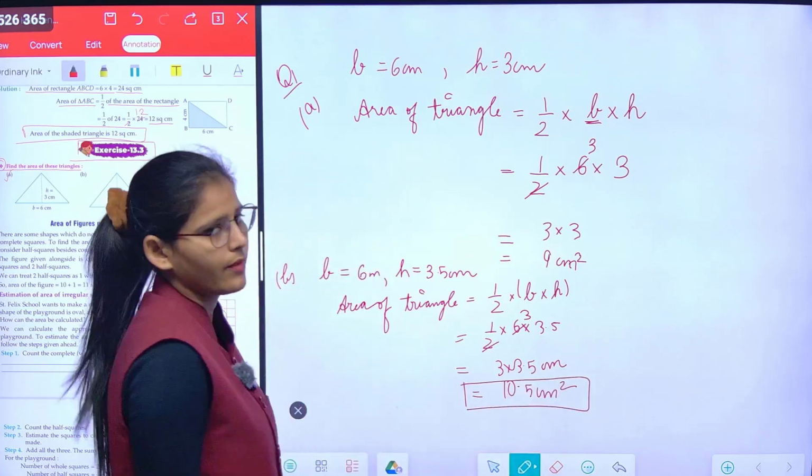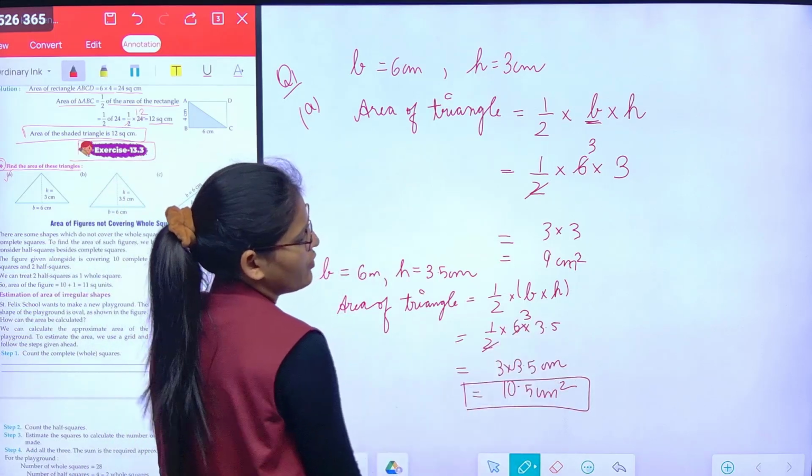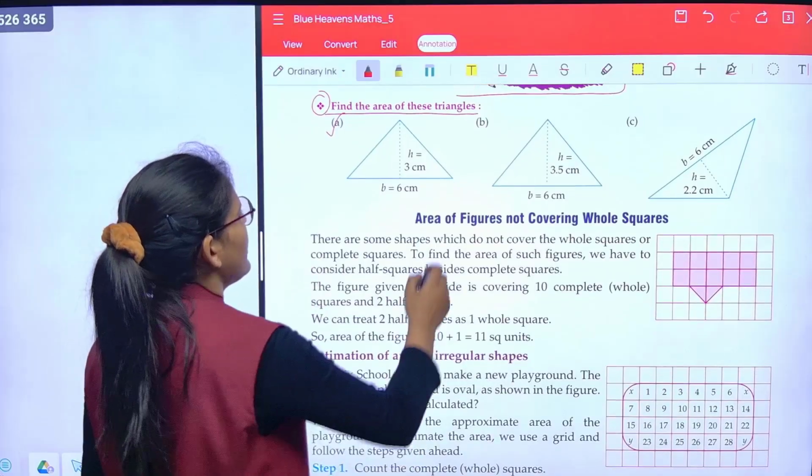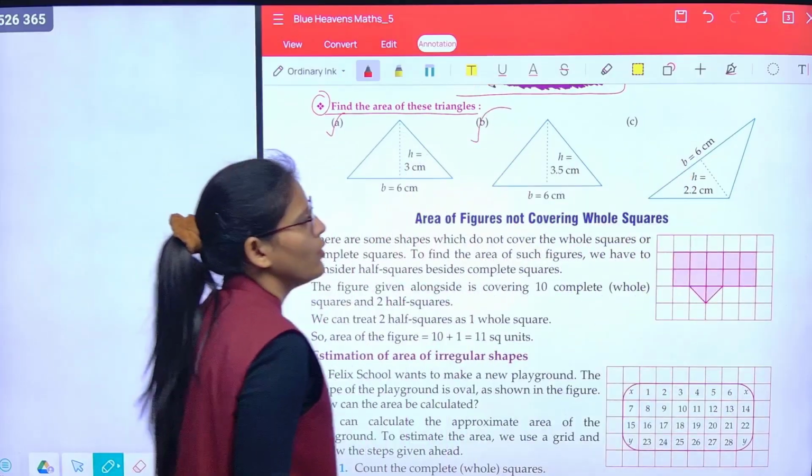Understand class? I hope you all have understood very well. Now class, A and B part is done. Rest of the part, do yourself class.